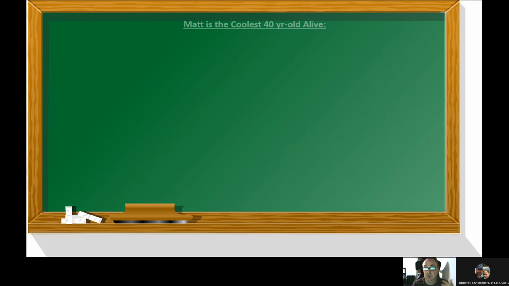So I thought what we do is walk through how I do an online class here to prove to you that Matt, which is you, is the coolest 40-year-old alive. Now, we're going to do this by what's called proof by contradiction. So this is where we assume that the opposite is true and then show that that leads us to a fundamental logical contradiction, and therefore our original assumption has to be true. So we're going to need a little math here first.